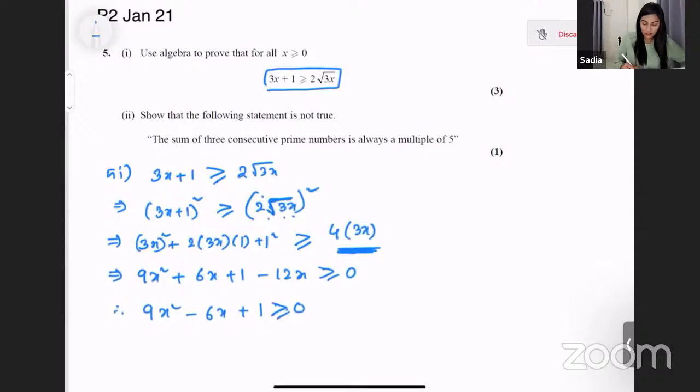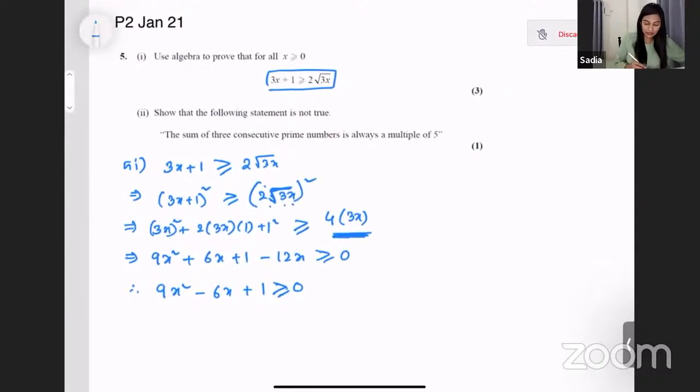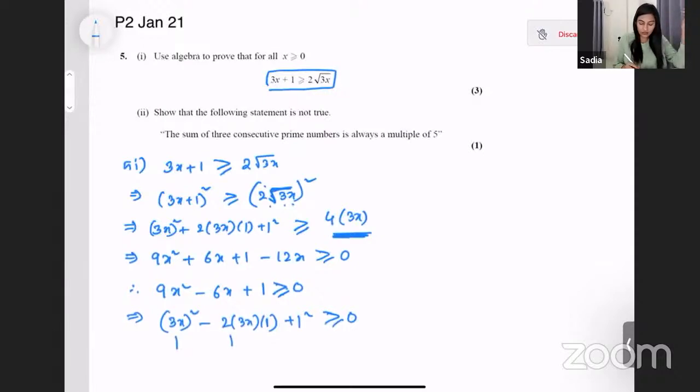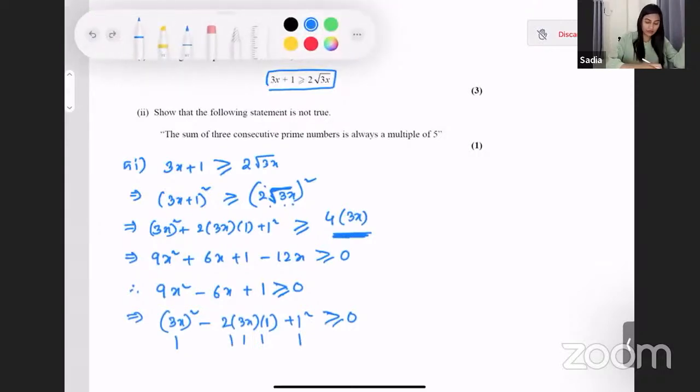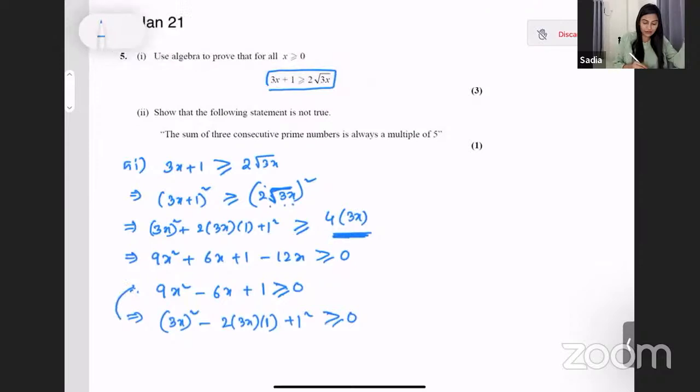Next we need to express this in terms of completing the square. But if we can express it using the formula a square minus 2ab plus b square, we do not even have to adjust anything. It's already given in the previous line. So I just rearrange this line in this format, a square minus 2ab plus b square, so that I can replace it with a minus b whole square. So the next line should be 3x minus 1 whole square.